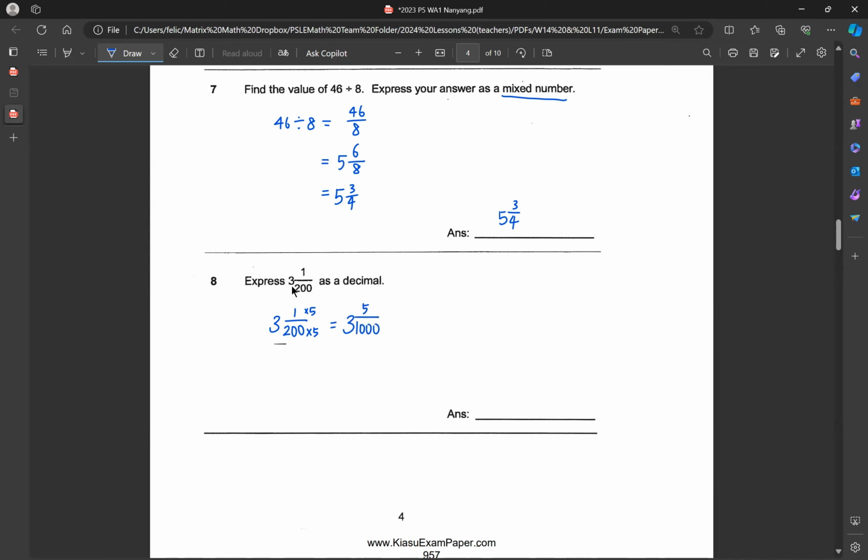And of course, you can re-express it as a decimal. So the 3 will definitely be before the decimal point. All right, 5 over 1000. So your 5 will be in the thousandth place. That means the third decimal place. If it's the third decimal place, in front of that 5 we'll have 2 zeros. Okay, so this is your answer, 3.005.